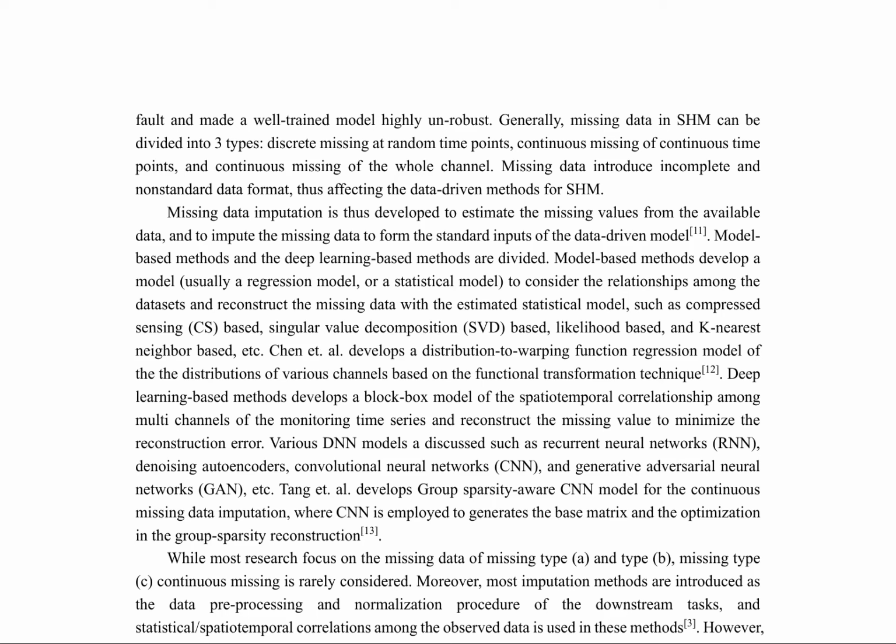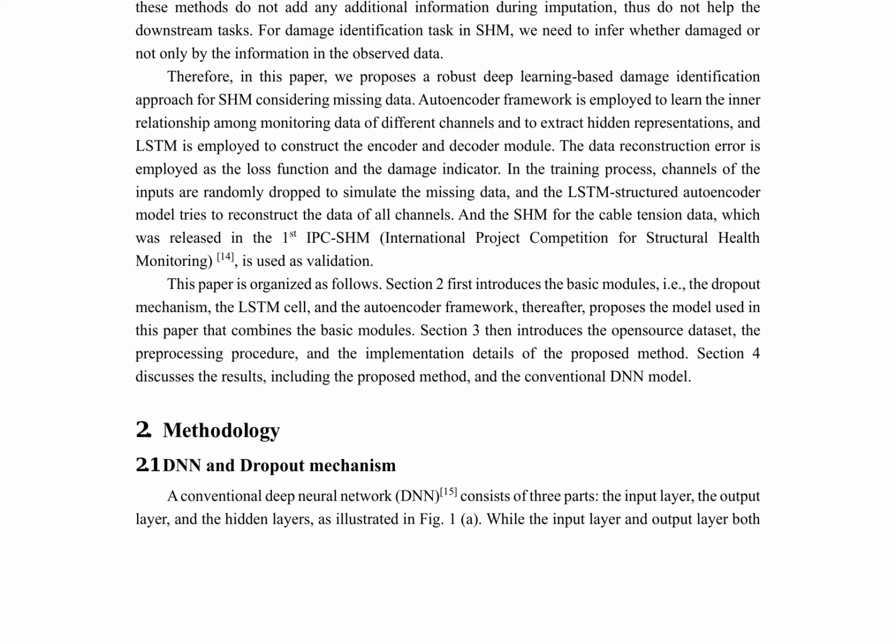The autoencoder framework is a neural network that is trained to attempt to copy its input to its output. It consists of two parts: the encoder and the decoder. The proposed model combines the basic modules by employing LSTM to construct the encoder and decoder module in the autoencoder framework. In the training process, channels of the inputs are randomly dropped to simulate the missing data, and the LSTM structured autoencoder model attempts to reconstruct the data of all channels. The reconstruction error is used as the loss function and the damage indicator. The proposed method is validated using the SHM cable tension data released in the first IPC-SHM.